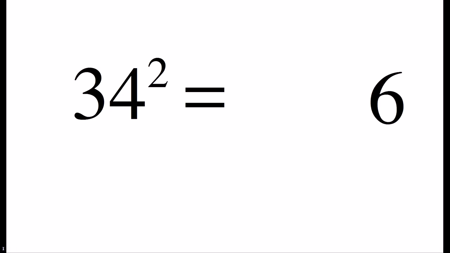The first step is just to write down the number 6. The second step is to count how many times the number 3 appears. And in 34, it appears exactly one time. So we write the number 5 exactly one time, and then we write the number 1 an extra time. So 34 squared is 1156.